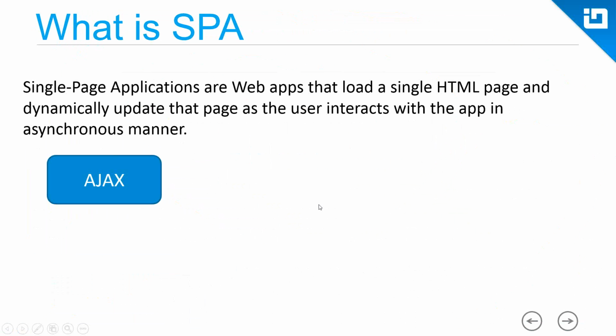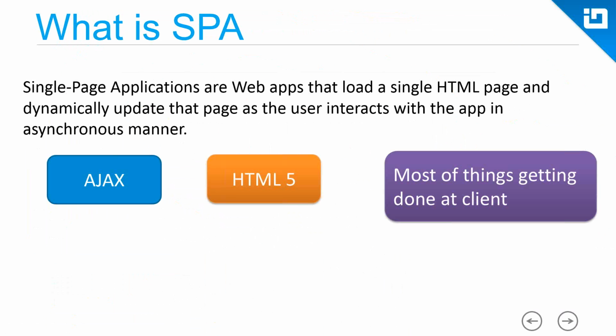In a single page application, the main components are Ajax, because you are going to load the views from the server using Ajax, and HTML5. HTML5 you will use to create views. The third feature of a SPA is that most of the things get done at the client. When you create a web application using server-side technologies like ASP.NET or PHP, most of the things get done at the server. However, when you create an application using AngularJS and a SPA, most of the things get done at the client.